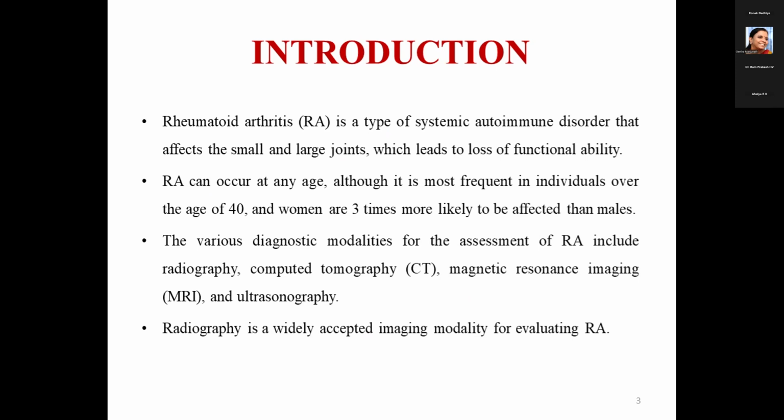Rheumatoid arthritis can occur at any age, although it is most frequent in individuals over the age of 50. And women are more prone to RA, and women are 3 times more likely to be affected than males. So the various diagnostic modalities include radiography, computer tomography, magnetic resonance imaging, and ultrasonography. And as we know that radiography is a widely accepted imaging modality for evaluating RA.